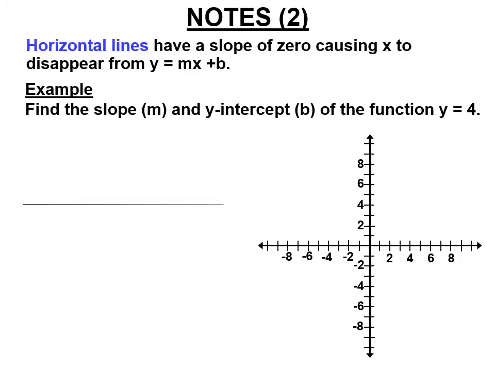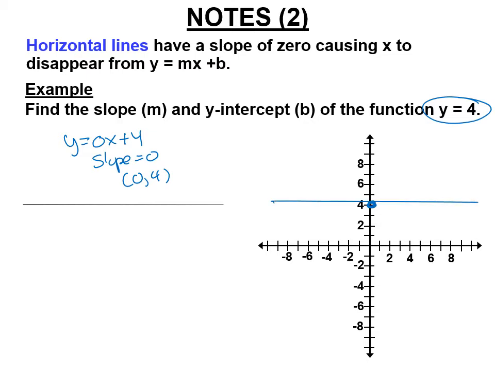All right, so horizontal lines have a slope of 0 causing x to disappear. So we're going to graph y equals 4. That means it's y equals 0x plus 4. The slope is 0. The y-intercept is (0, 4). So there's the y-intercept. The slope is 0. That's horrible. Let's fix it. Better, but still not perfectly horizontal. Horizontal is perfectly flat. There you go. I'm going to have arrows on the end. So that's y equals 4.